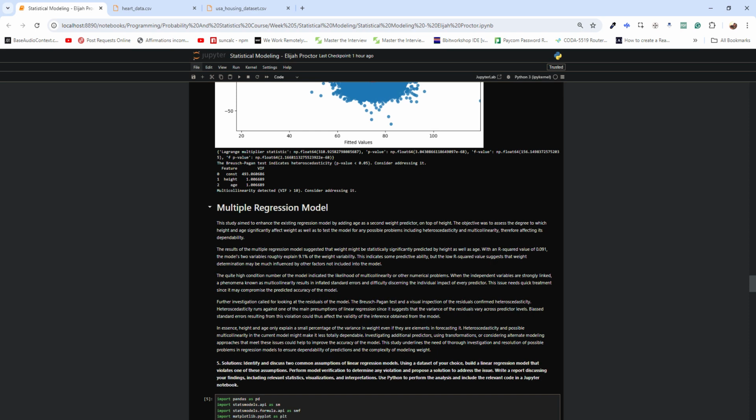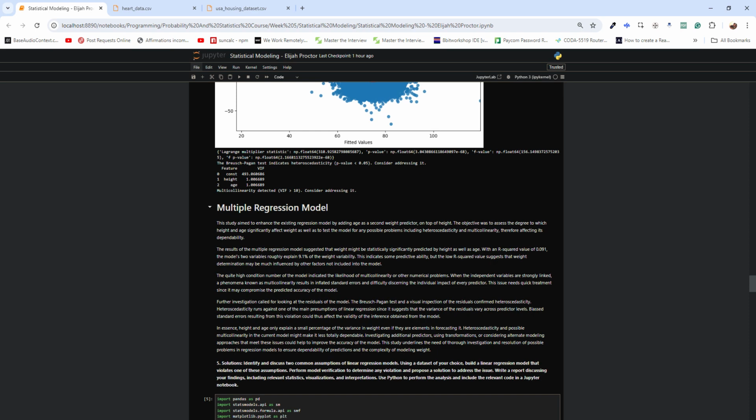The model also showed signs of multicollinearity, where the independent variables, the height and the age, might be too closely related, which makes it difficult to accurately determine the effect of each one on weight. This issue can lead to unreliable predictions. Additionally, the model exhibited heteroscedasticity, meaning that the variability in the errors changed across different levels of the predictors, which violates a key assumption of linear regression and can lead to biased results.